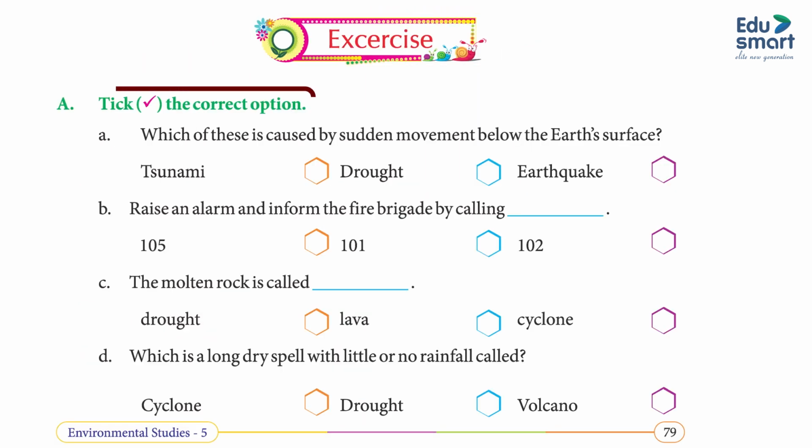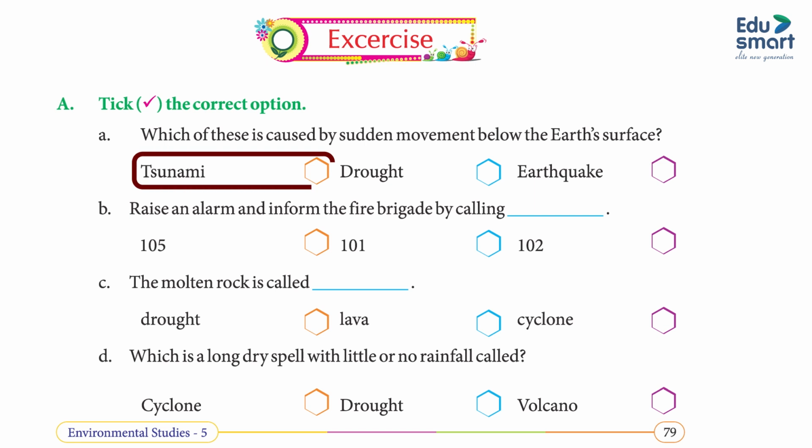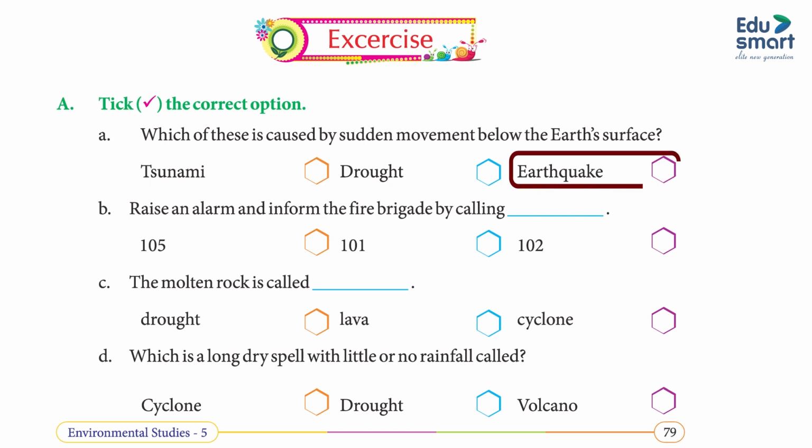Exercise. A. Take the correct option. A. Which of these is caused by sudden movement below the Earth's surface? Tsunami, drought, earthquake. Answer: earthquake.